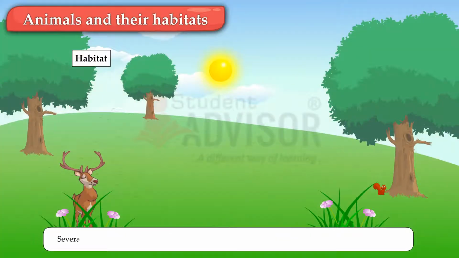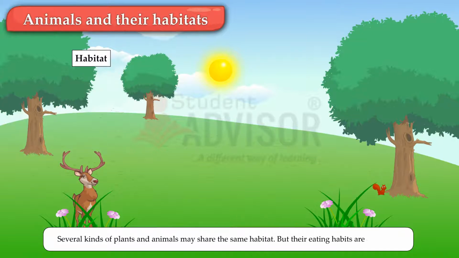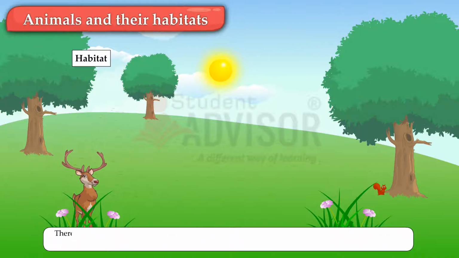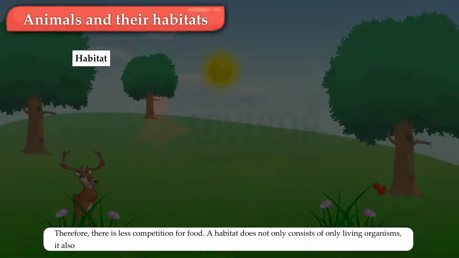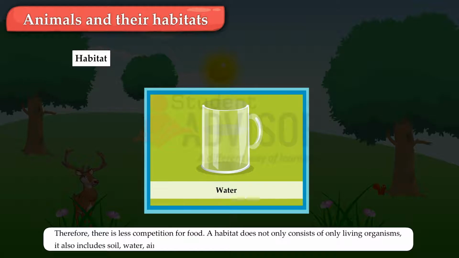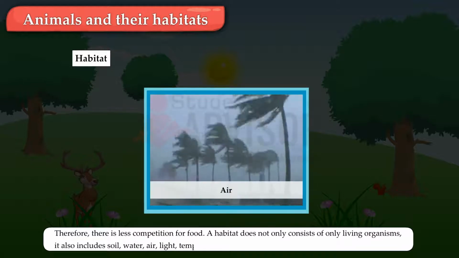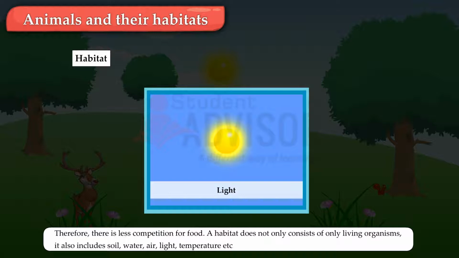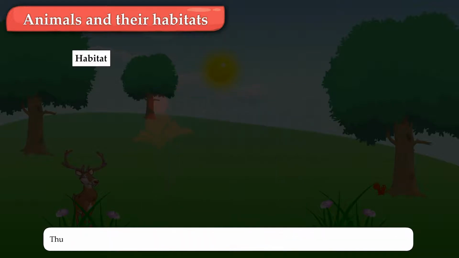Several kinds of plants and animals may share the same habitat, but their eating habits are different. Therefore, there is less competition for food. A habitat does not consist of only living organisms, it also includes soil, water, air, light, temperature, etc. This habitat includes both biotic and abiotic components.